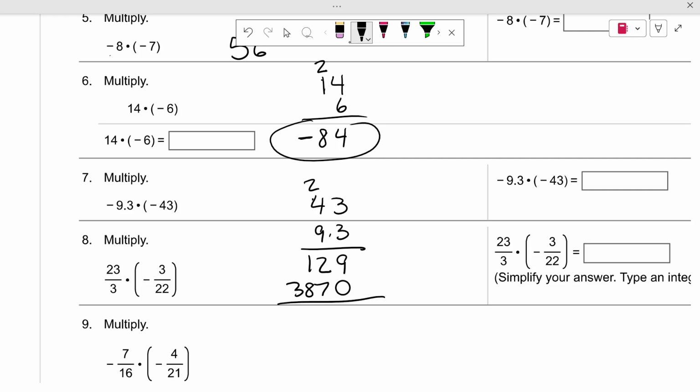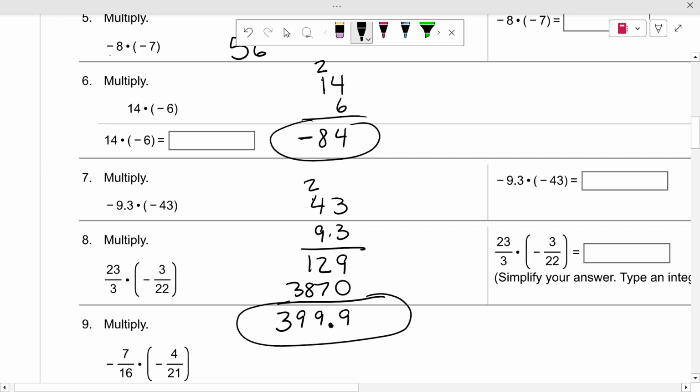So then you add 9, 9, 9, 3. Now there's 1 decimal point up here. There's 1 thing after a decimal point here, so it goes in front of there because there's 1 thing that'll be behind the decimal point. So it's 399.9. Now, since there's an even number of negative signs, it will be positive.